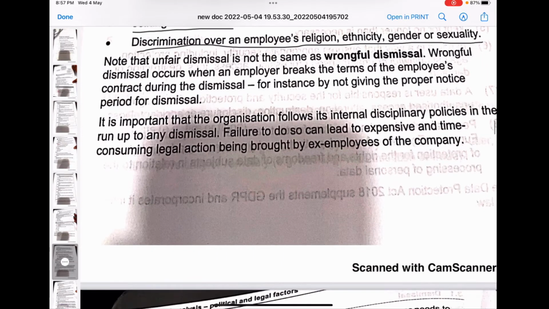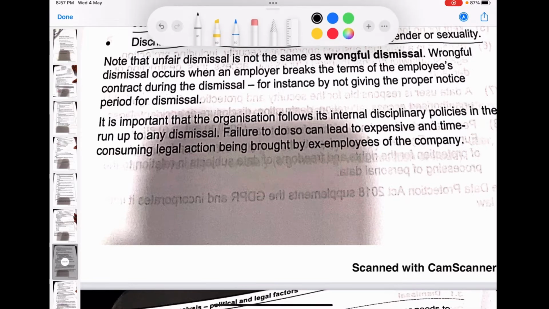Note that unfair dismissal is not the same as wrongful dismissal. Wrongful dismissal occurs when an employer breaks the terms of the employee's contract during the dismissal, for instance, by not giving the proper notice period for dismissal. So, let's see what is unfair dismissal and what is wrongful dismissal. These are two separate things.